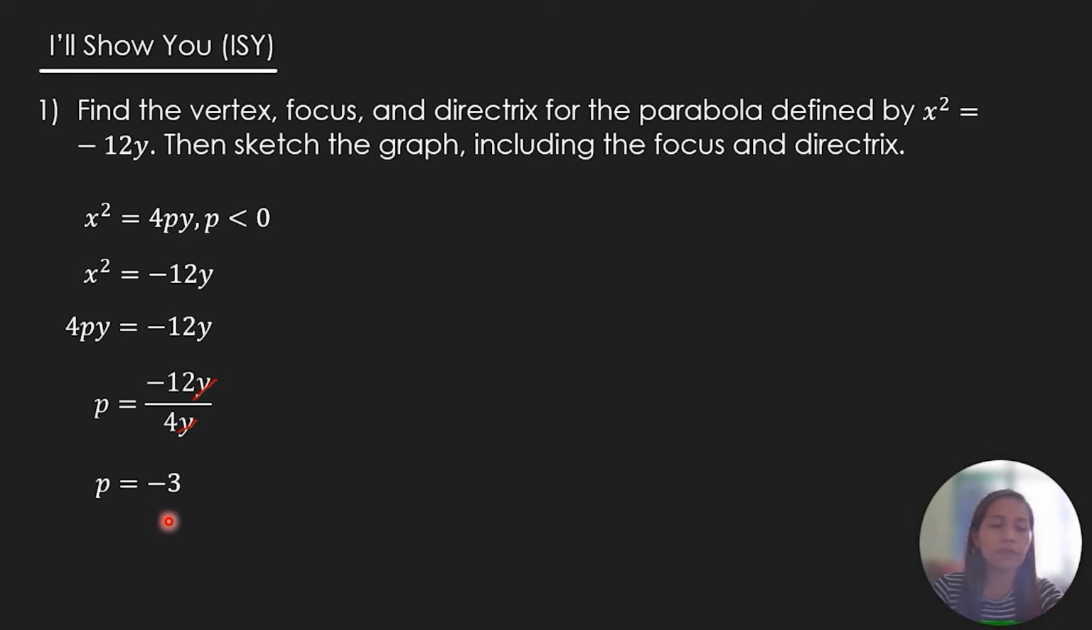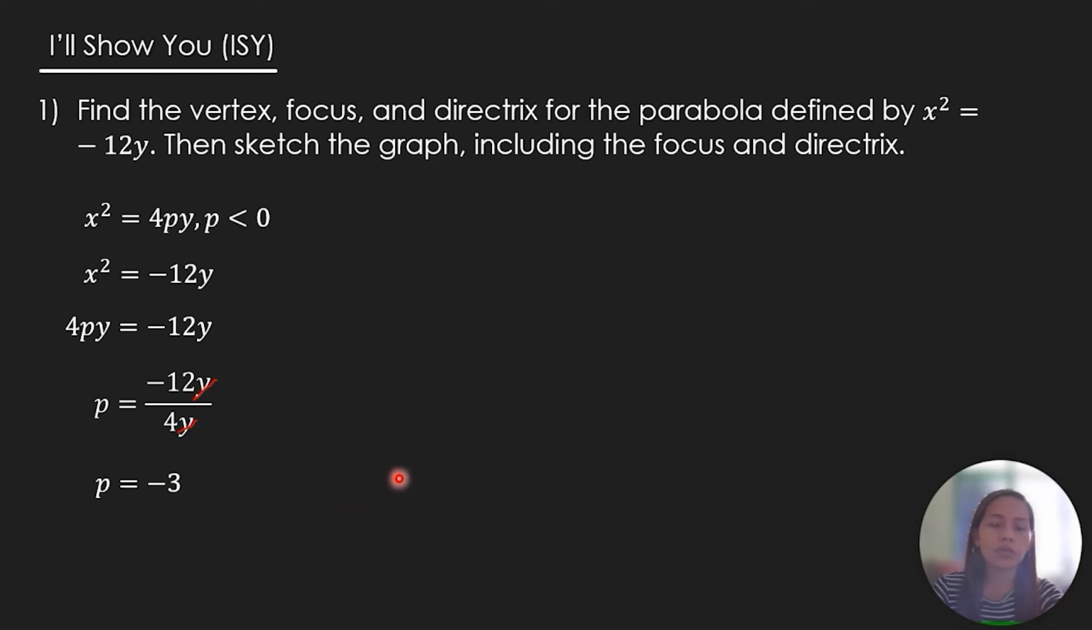Now, from here, we can move forward to graphing. Take note that the focus is always equal to (0, p). So that means our focus is (0, negative 3). I mentioned that because we need these for graphing the focus and the directrix. And we know that the directrix is the opposite of the p value. So if p is negative 3, that means the directrix is at y equals positive 3.